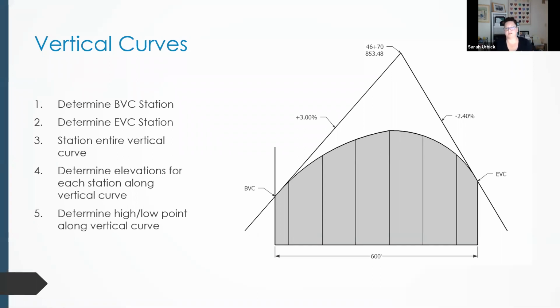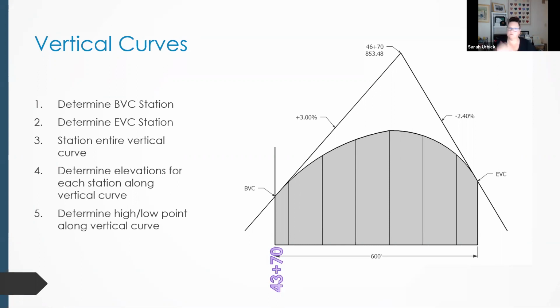Yep, good job, Othello. So 3 plus 00. We're going to go backwards from that 46 plus 70 by 3 full stations. It's going to put us at 43 plus 70, backing off 3 stations, 300 feet. Okay, so that's number 1. All right, we got that.